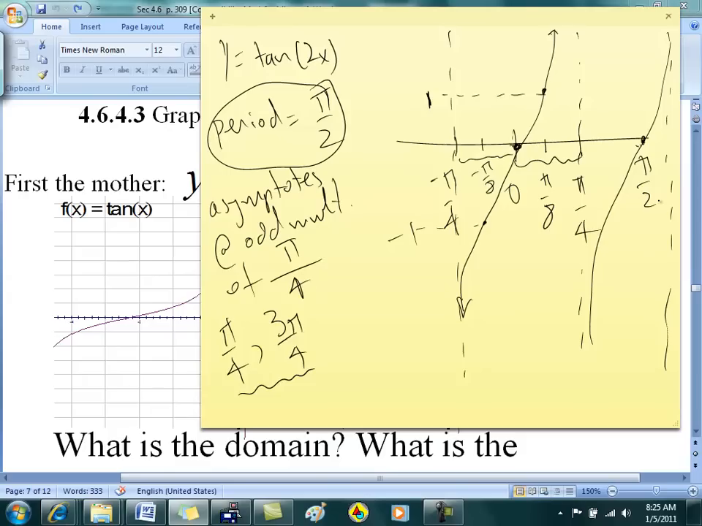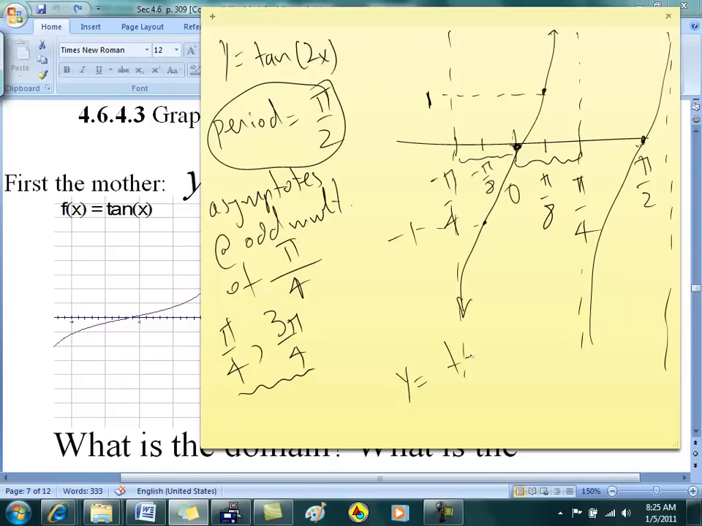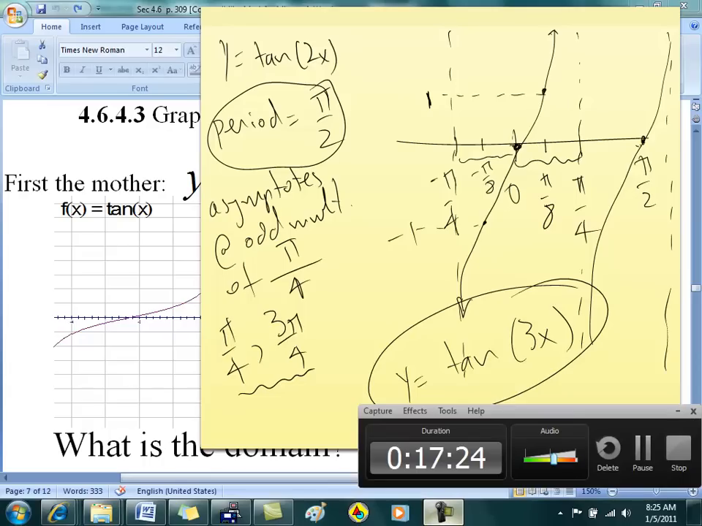So let me give you an example to work on. Not too difficult. We're going to just change it to y equals tangent 3x. So I want you to work on that. And for the cotangent, I'll make a YouTube video on that in my prep and then put it up on the web later tonight.